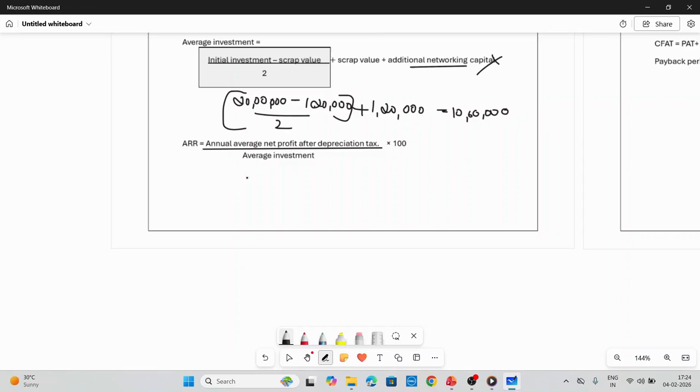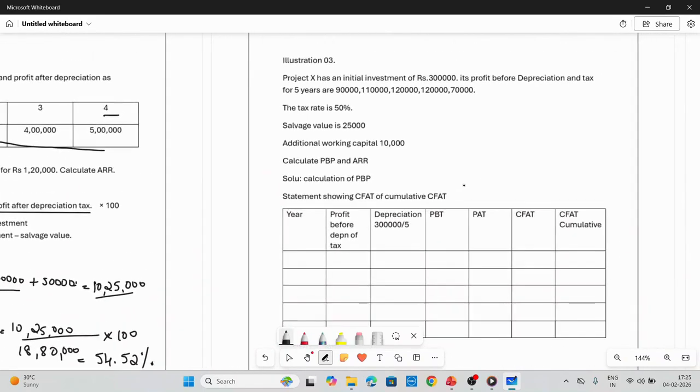Annual average net profit is 10 lakh 25,000, whole divided by 10 lakh 60,000 into 100. What's the answer? The answer is 96.69%. Now let's move to the third illustration.